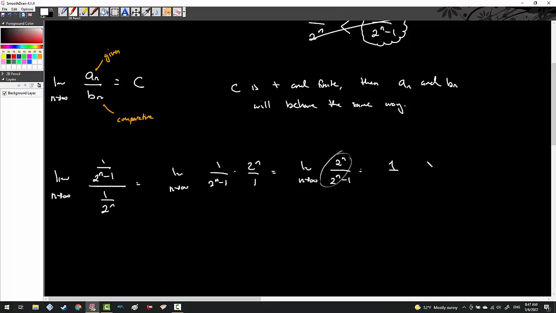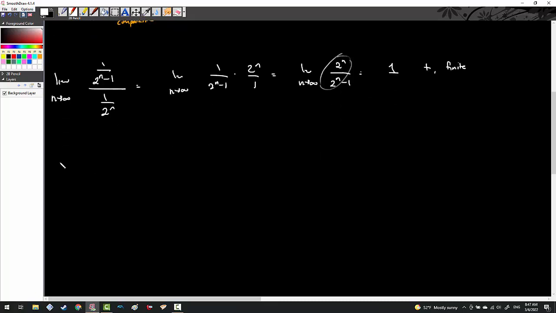Now, this 1 is positive and finite, which means that the behaviors will be the same. How do I know? Well, if I look at the limit as n goes to infinity of (1 over 2 to the n minus 1) over (1 over 2 to the n), and say that does equal 1, one way we could look at this is to multiply both sides by 1 over 2 to the n, which means the limit as n goes to infinity of 1 over 2 to the n minus 1 will get us 1 over 2 to the n, essentially, right? The behaviors will be the same.